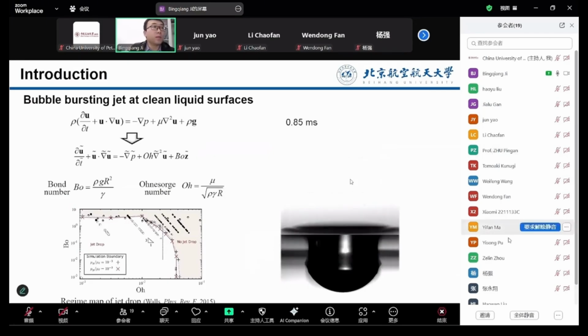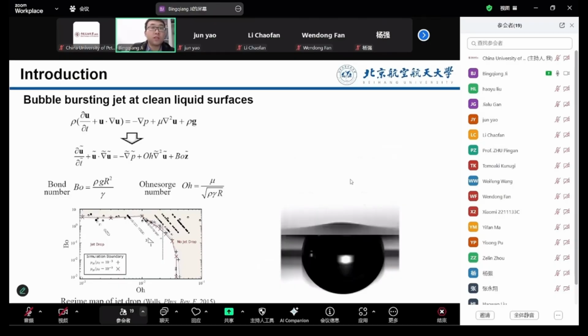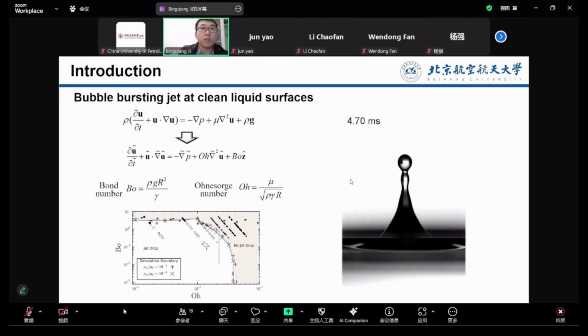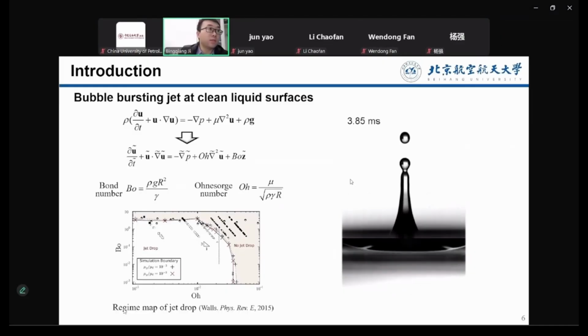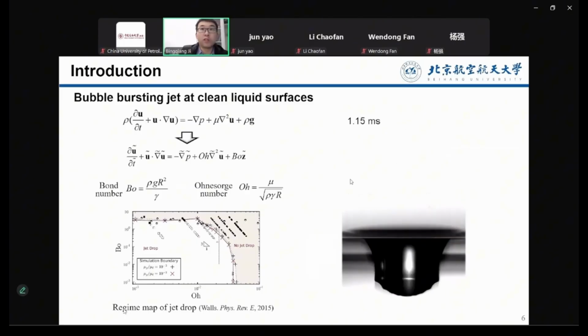Many studies focus on bubble bursting with clean surfaces. In this case, at the surface, only the surface tension matters. So two dimensionless numbers, the Bond number and the Ohnesorge number, control the bubble bursting flow. Here, the Bond number compares the gravity effect to the capillary effect, and the Ohnesorge number compares the viscosity effect to the inertia and the capillary effect. As we see here, these two determine whether the jet drop can be generated. Usually jet drops are generated at a small Bond number and small Ohnesorge numbers.